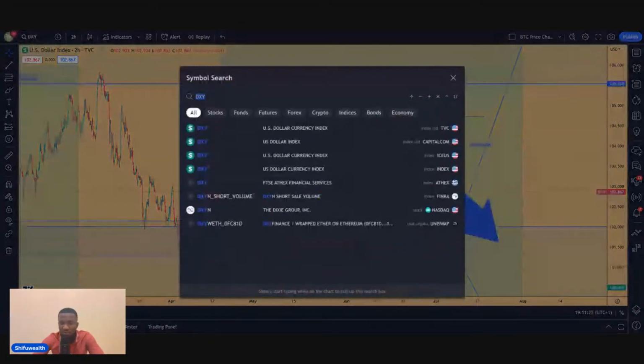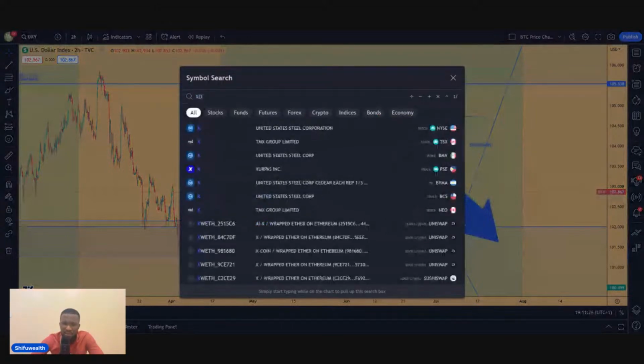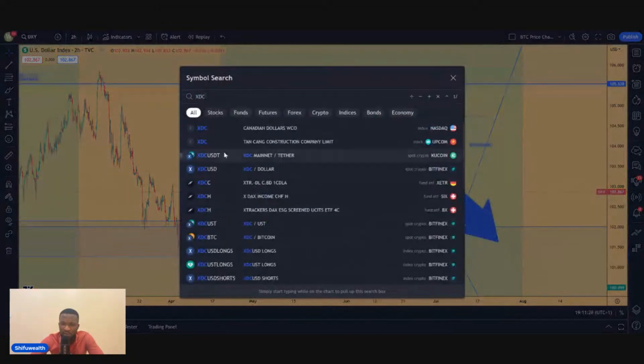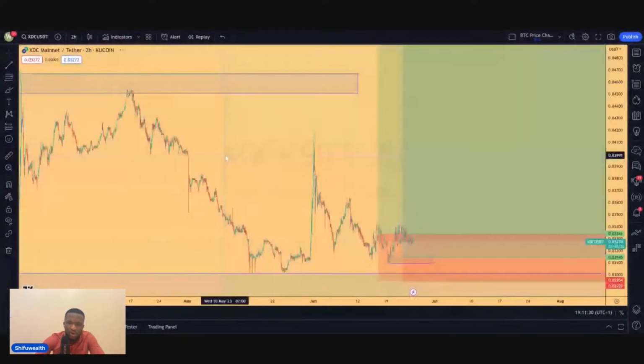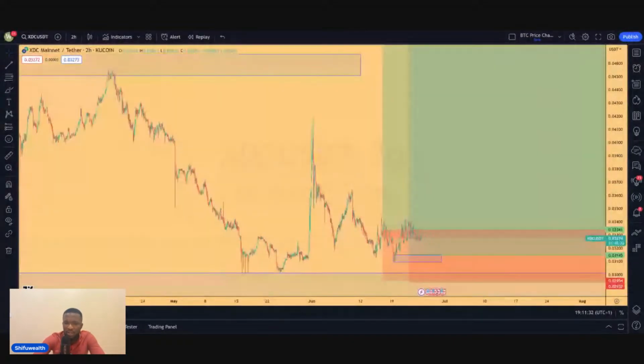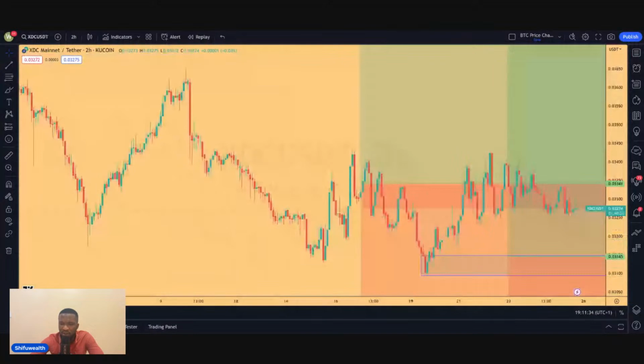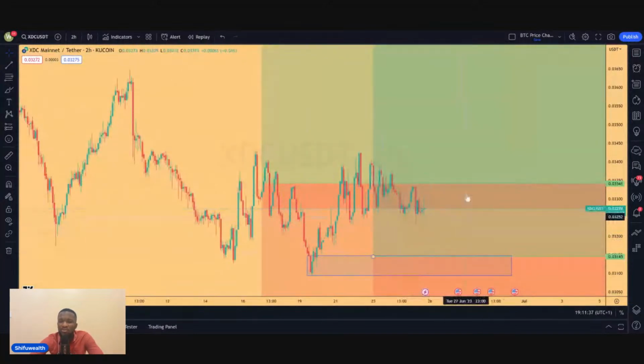But that aside, we talked about a coin called XDC Mainnet. We are looking at getting an entry for this coin, XDC Mainnet, which we are yet to get. I swear it's already within our entry zone, but we haven't triggered a buy entry yet.